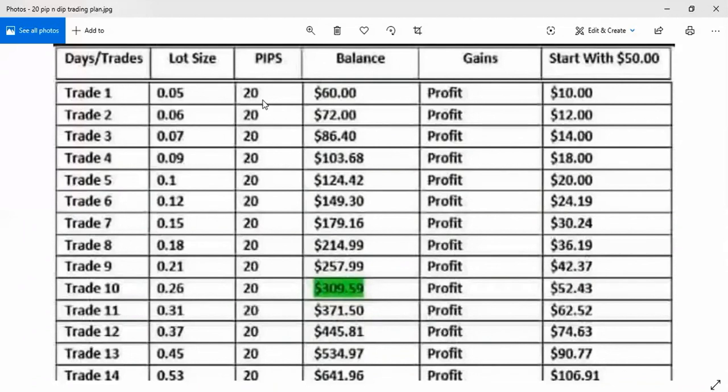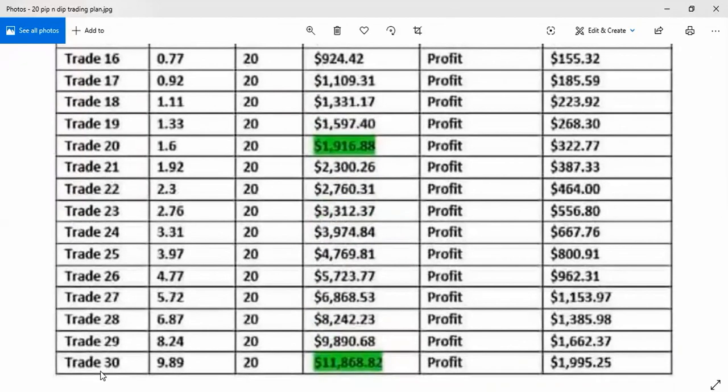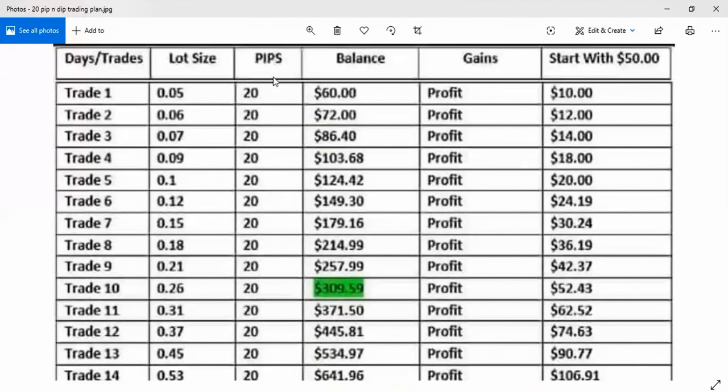Focused on how many pips? 20. This is going to go over some people's heads. This is why I had to blow it up real big. Again, 30 trades. These are not days. 20 pips. All you're doing is increasing your lot size. You can start this with 50. You can start this with 500. I started this plan with $175 just so that my students can see, and I tripled my account in like 3 weeks, something like that.